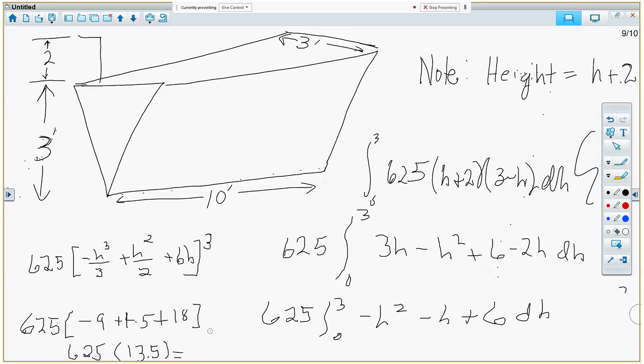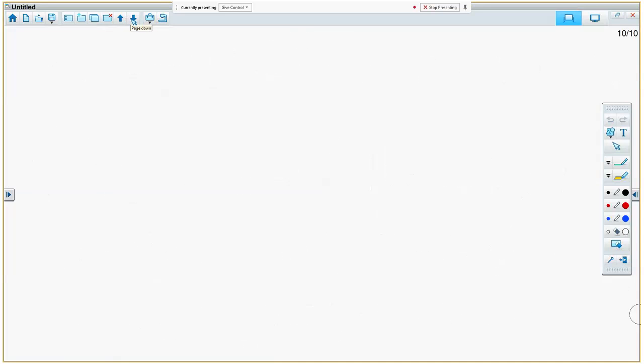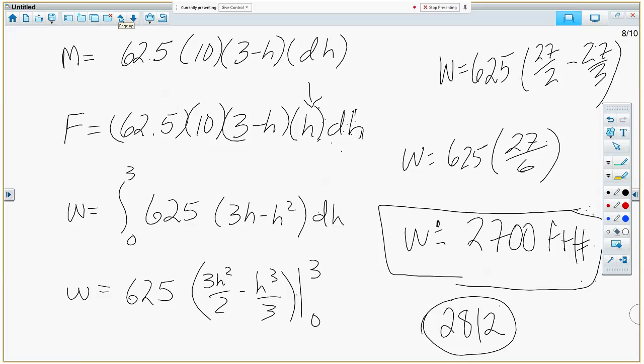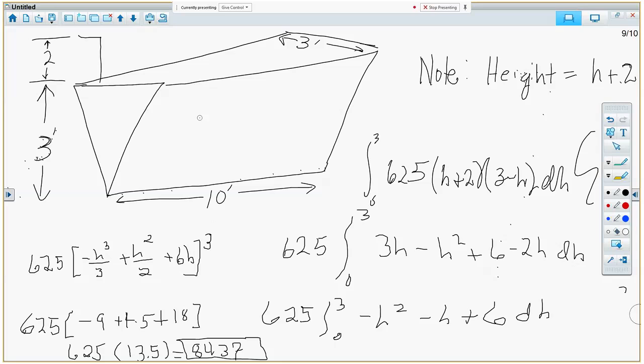Calculator drill team. 8437. I'm sorry, 8437.5. That's good enough. Foot pounds. What do we come out with on the last one? That's all right. I don't want y'all to have to work. 2812. Okay. So it's a little bit more work. Make sure I didn't make a mistake because I don't have the answer. I didn't finish it.